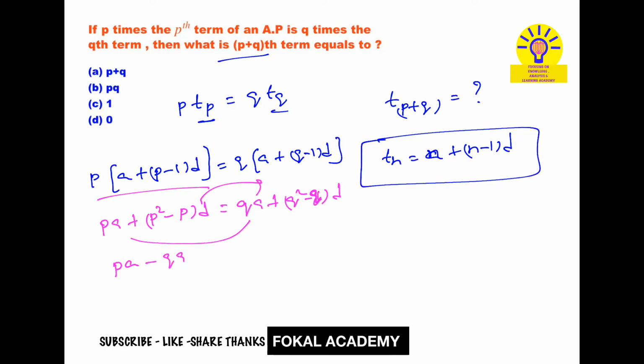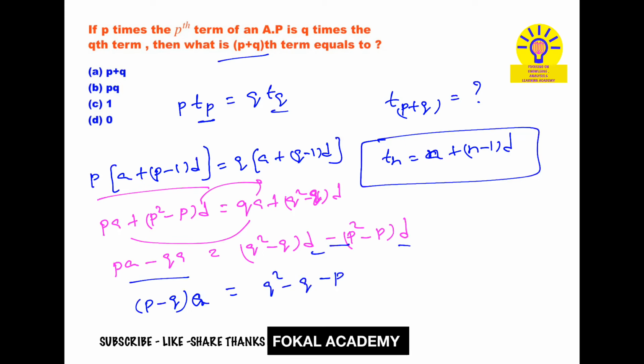PA minus QA is equal to Q square minus Q into D minus of P square minus P into D. So here A is common, that is P minus Q into A, that's equal to, here D is common, q square minus q minus p square plus p of d. We know that from algebra a square minus b square can be written as a plus b into a minus b. So here q square minus p square is there.